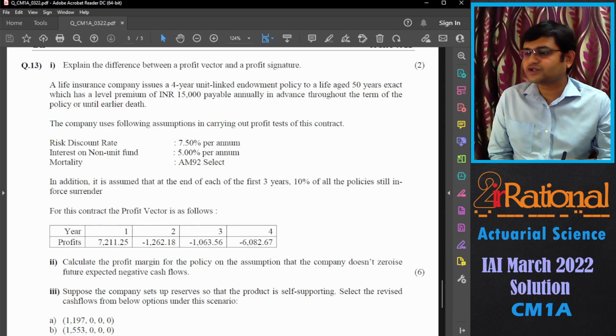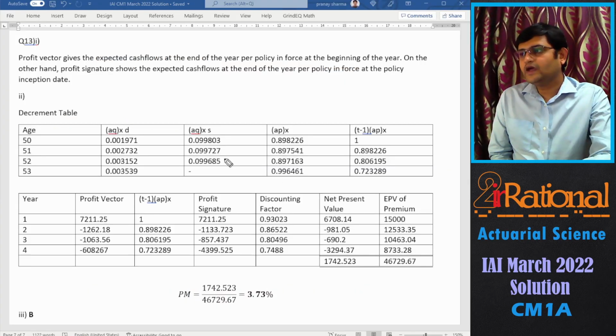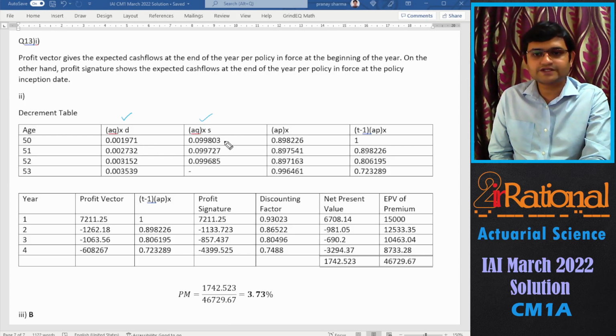Calculate the profit margin for the policy on the assumption that the company doesn't zeroize the future expected negative cash flows. So we don't have to do any other thing. We just have to do the profit testing part. Here I have calculated the all decrement values, AQXD, that would be directly from the death. AQXS would be 1 minus AQXD into the QXS, that is the 10% surrender rate that they have said, and then calculated APX by saying 1 minus this minus this.